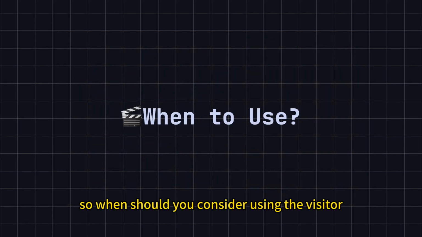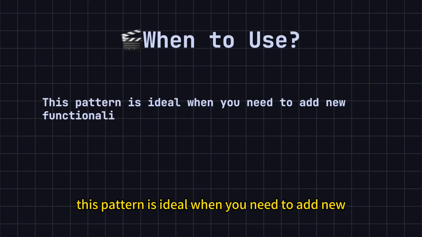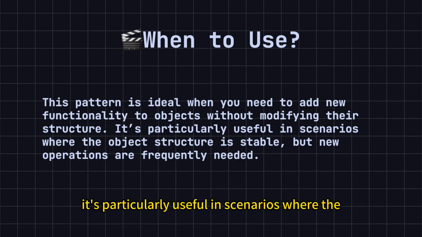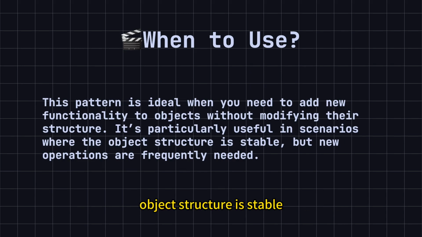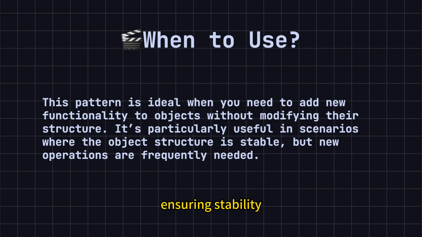So, when should you consider using the visitor design pattern? This pattern is ideal when you need to add new functionality to objects without modifying their structure. It's particularly useful in scenarios where the object structure is stable, but new operations are frequently needed. By using the visitor pattern, you can separate operations from the object structure, ensuring stability while allowing for flexible additions.